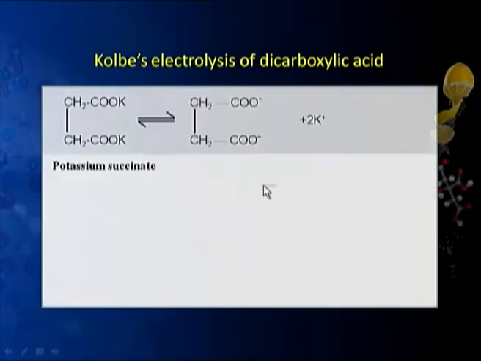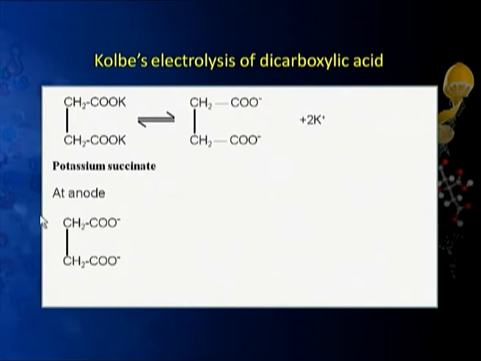Dicarboxylic acids also undergo this Kolbe's electrolysis, but they give a slightly different type of product. Let us take the example of potassium succinate. When potassium succinate is dissolved in water, initially succinate ions and potassium ions will be formed. At anode, these succinate ions will lose the electrons. So, there are 2 carboxylate anions, 2 electrons are lost and we will get corresponding radicals. The reaction proceeds in the same way as it did in monocarboxylic acids.